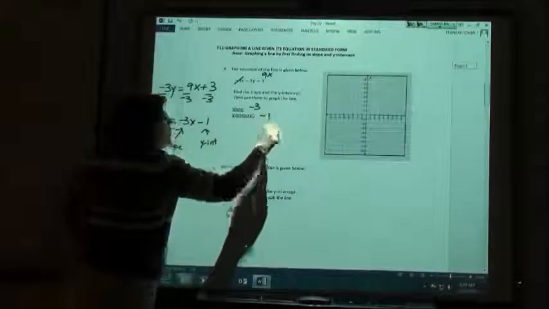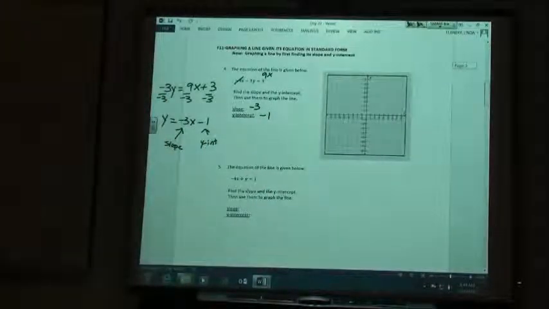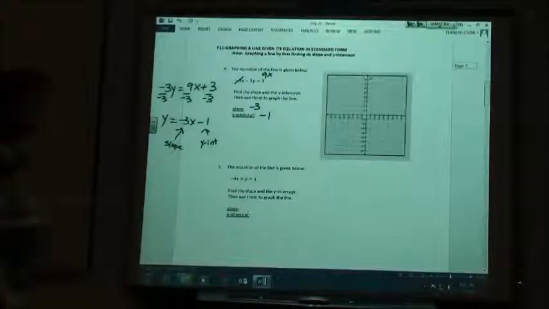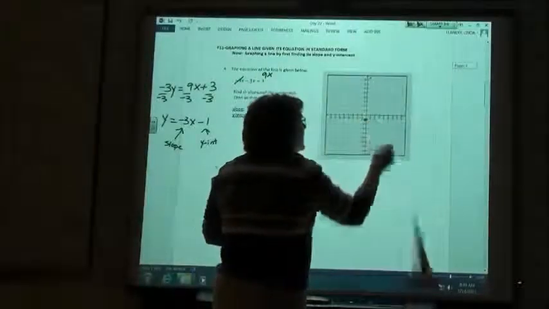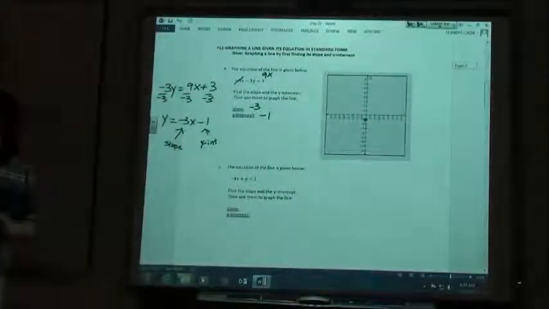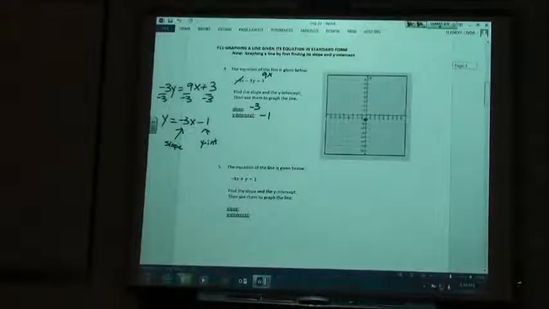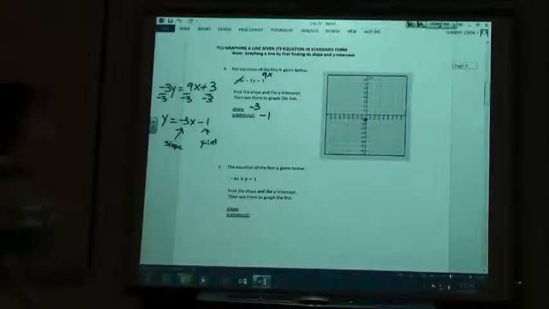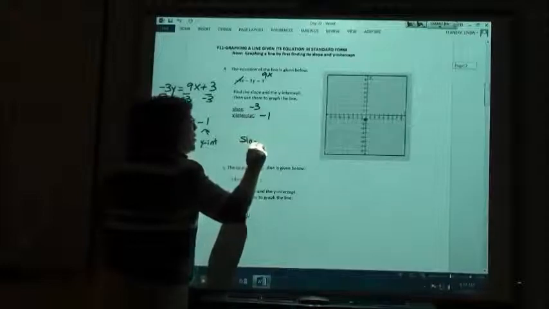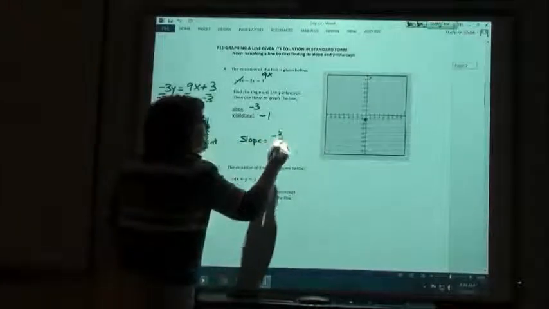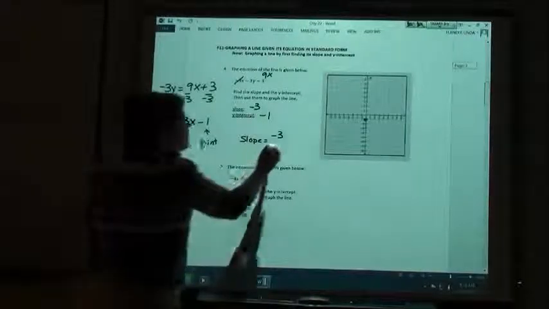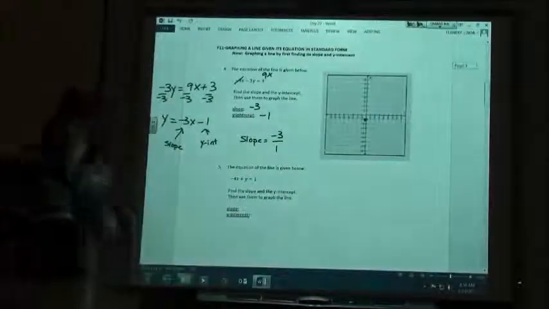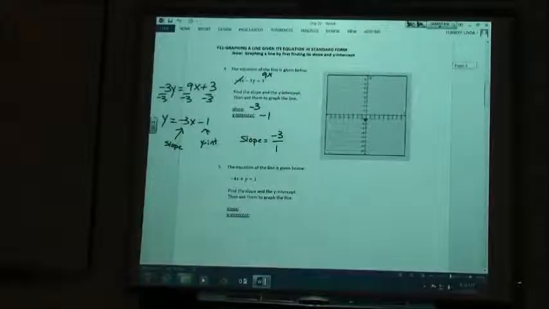Now I need to use those in order to draw my graph. I'm going to start with my y-intercept. If my y-intercept is negative 1, on my graph I'm going to put a dot on the y-axis there at negative 1. Then I'm going to use the slope to figure out where the next points are. We said that the slope was negative 3, but we know that slope should be written as a fraction, so we're going to write it as negative 3 over 1, right? Since it's a whole number, we make it into a fraction by putting it over 1.